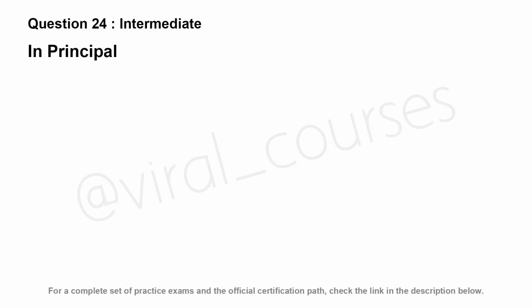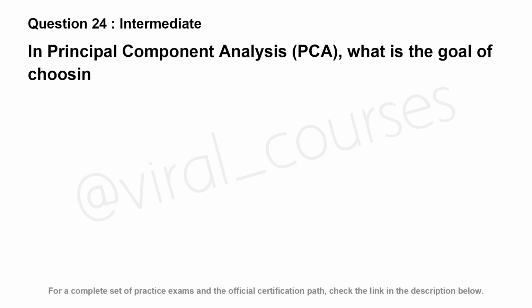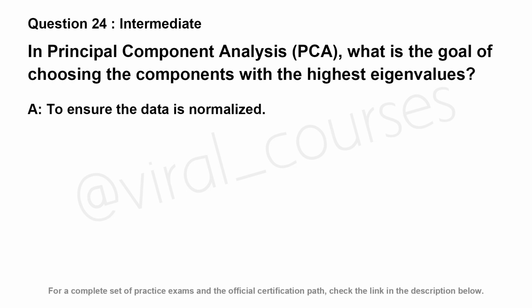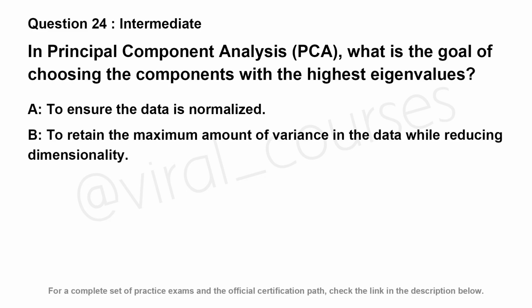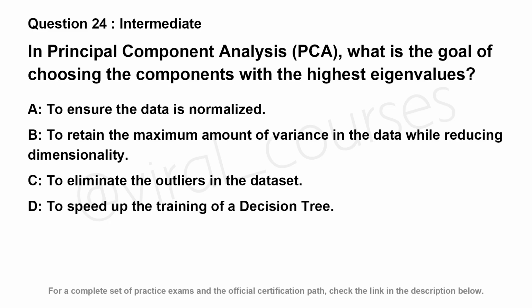In principal component analysis, PCA, what is the goal of choosing the components with the highest eigenvalues? Option A, to ensure the data is normalized. Option B, to retain the maximum amount of variance in the data while reducing dimensionality. Option C, to eliminate the outliers in the dataset. Option D, to speed up the training of a decision tree.